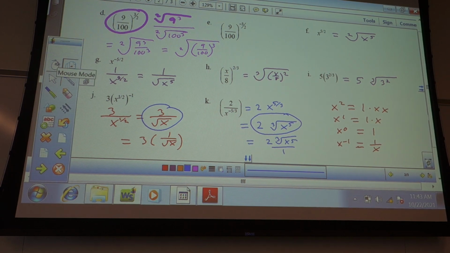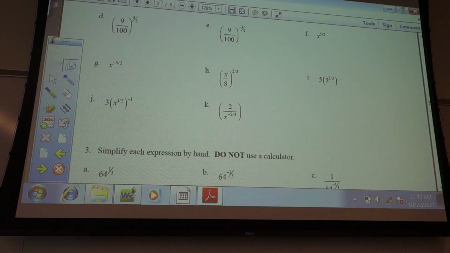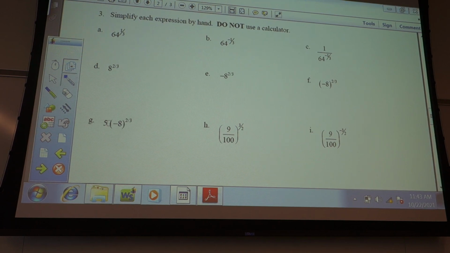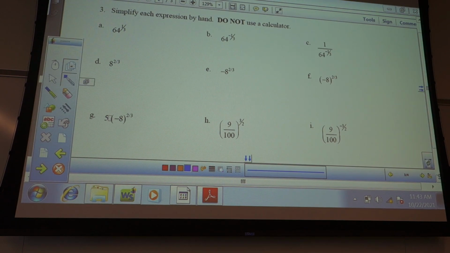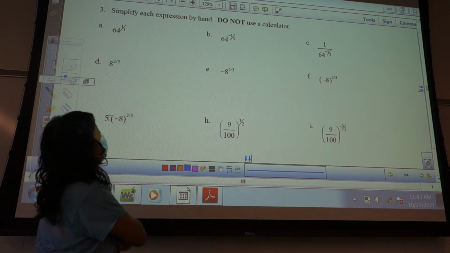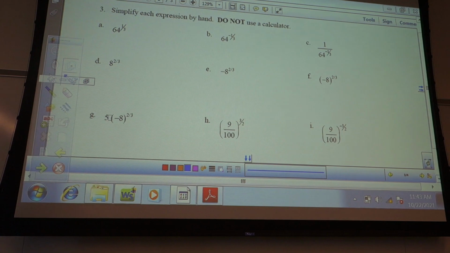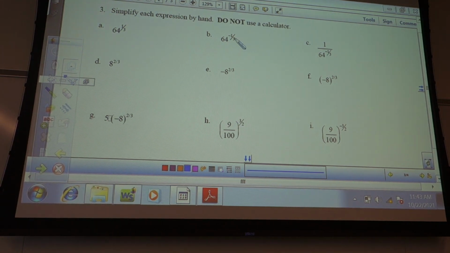All right, so let's take a look at simplifying the expression by hand, not using a calculator. I would say get rid of the negative exponents and then see where we are. So I'll do the second one, B. I want to get rid of the negative exponent first. So take care of the negative exponents first and then simplify. If I take care of the negative exponent, what does this become? It's on top. Where should it go?